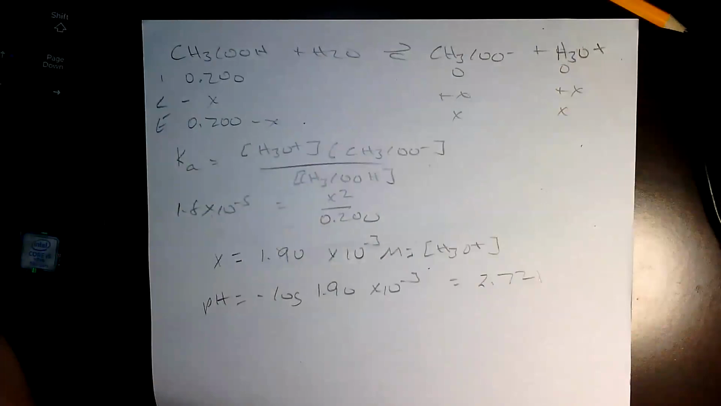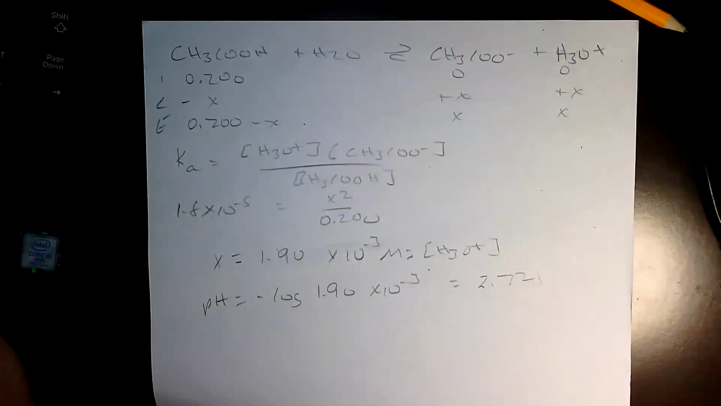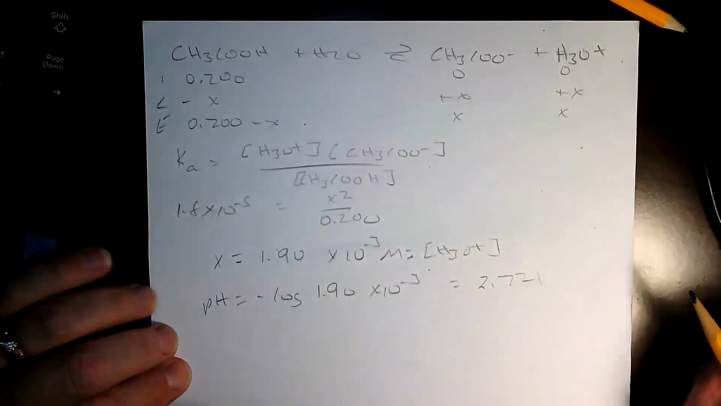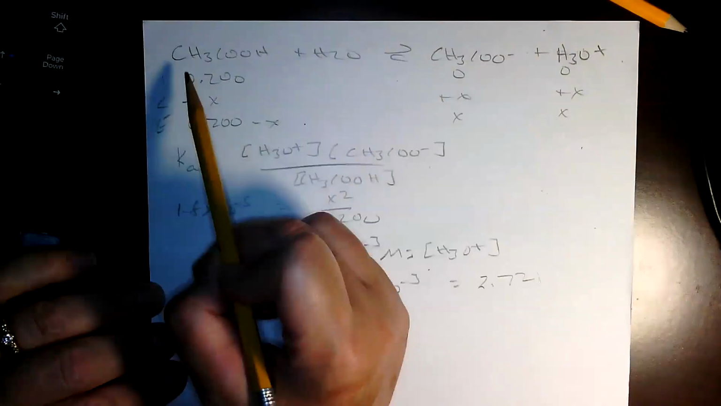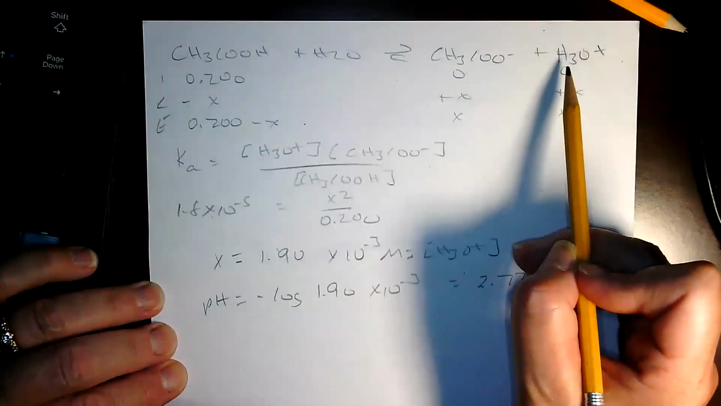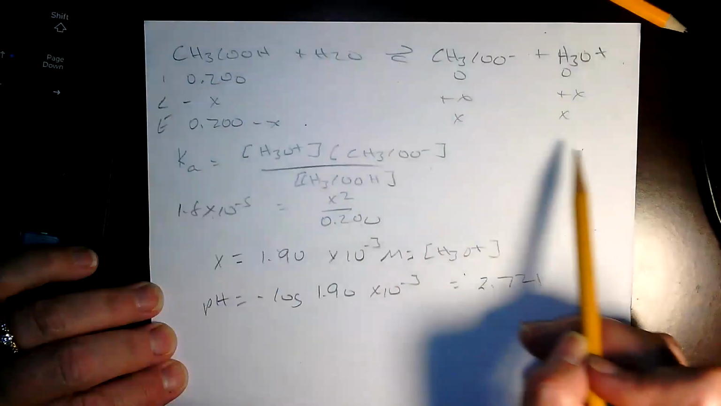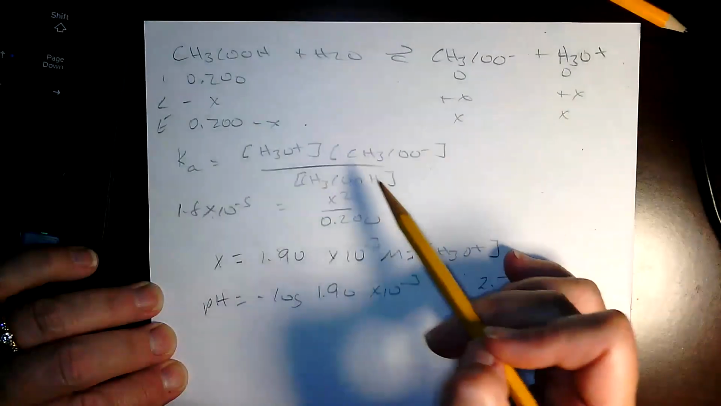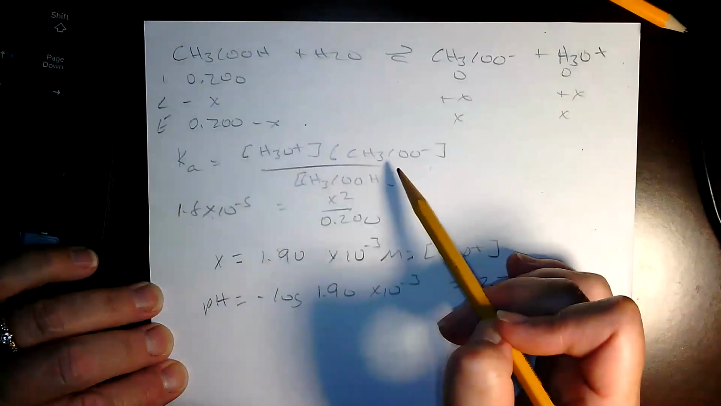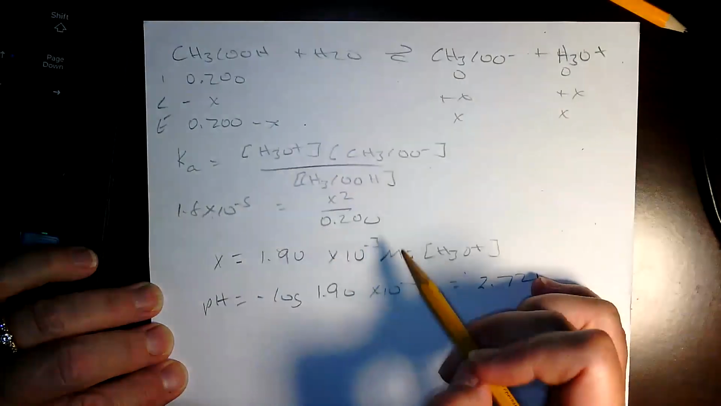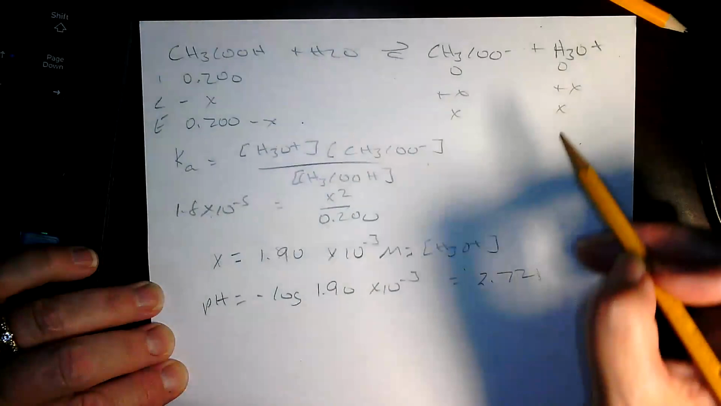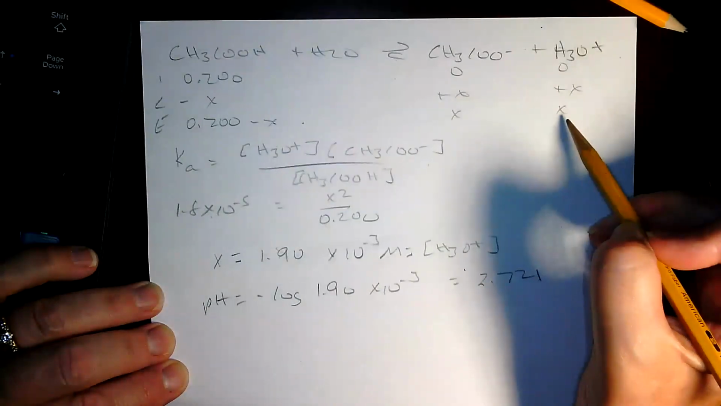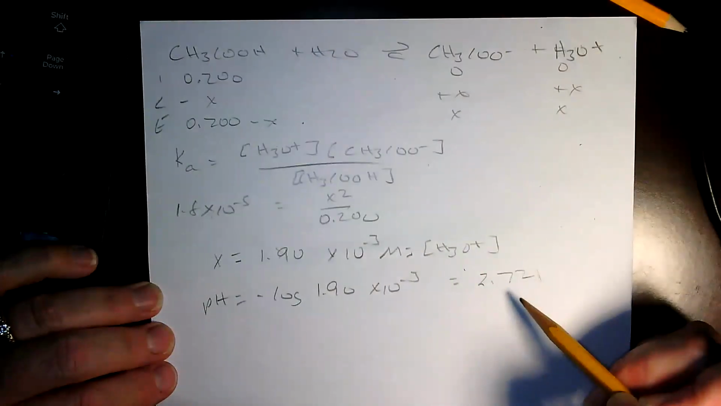Now, before we do anything, oh, did I just freeze? Do you want me to do that again? Okay, so we have our reaction. We're going to do our ice chart. We're going to write our K expression. We're going to solve for X. X is the hydronium ion. We can calculate the pH of the solution. Better now?